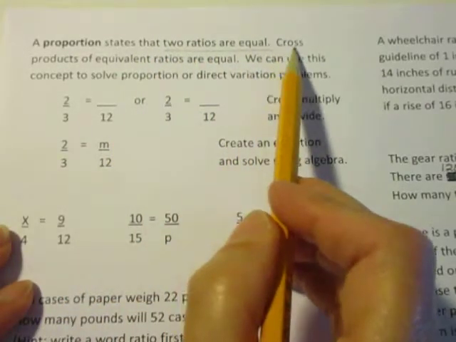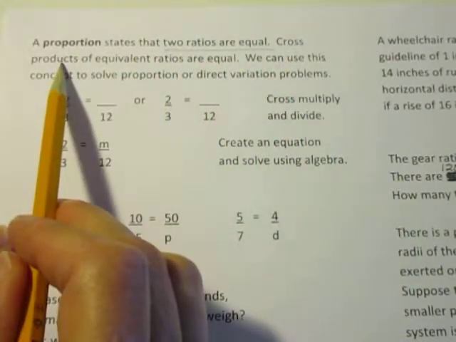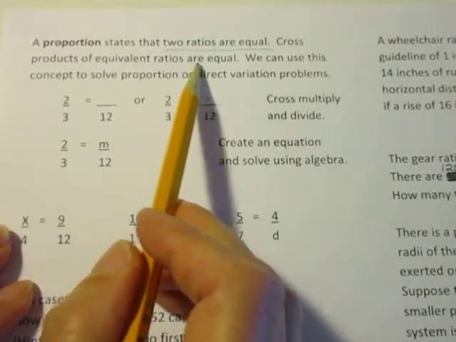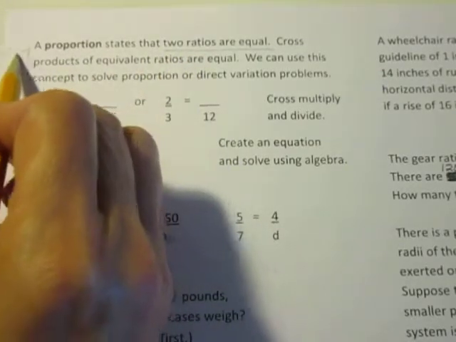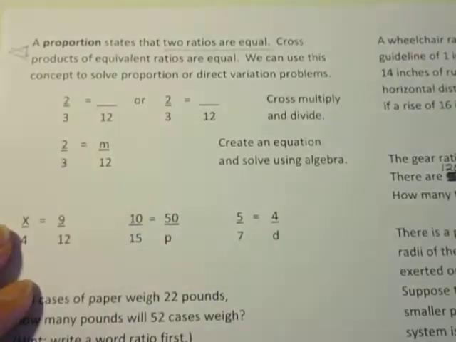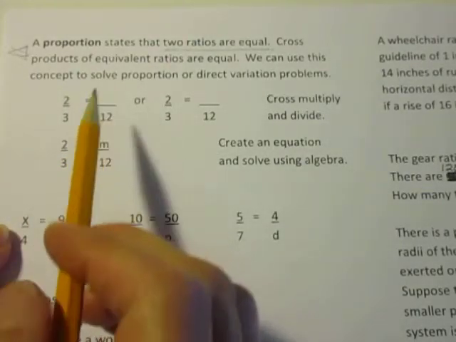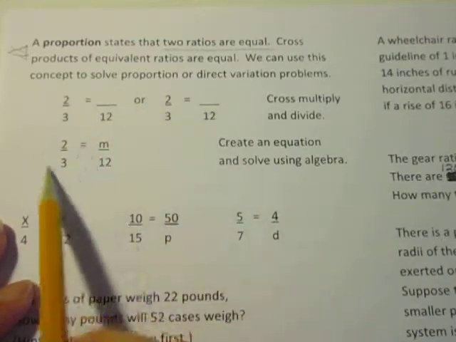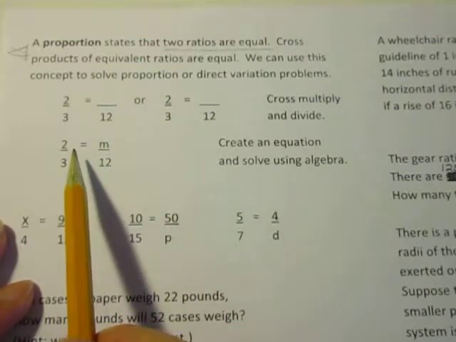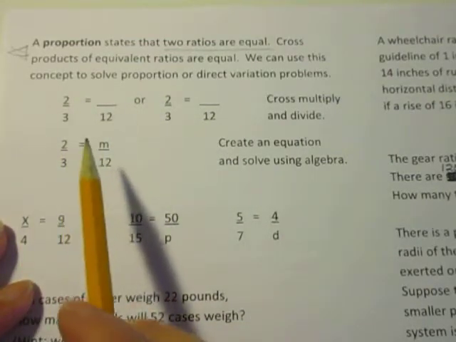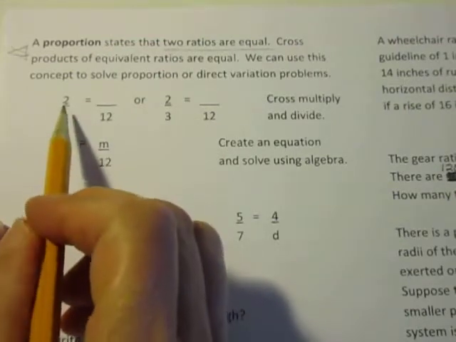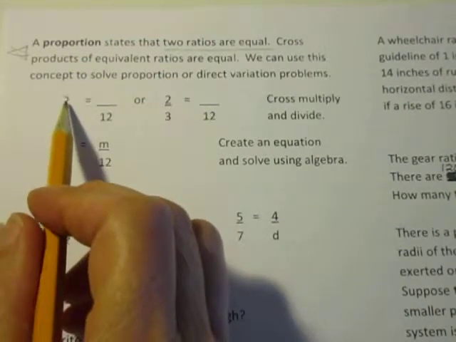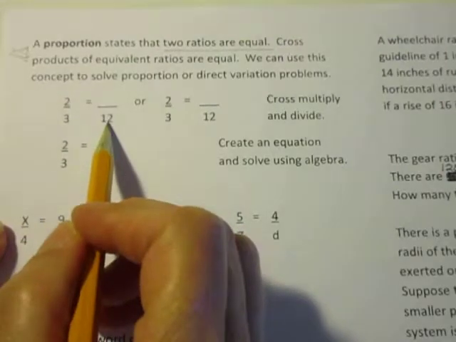And basically what we're going to do is use the fact that cross products of equivalent ratios are equal to solve. So that's kind of the crux of what we're doing here. What I want to do is take a look at the same problem three different ways and explain the connection between the three methods. Okay, so we're going to be solving this problem here where we have 2/3 is equal to some number over 12.